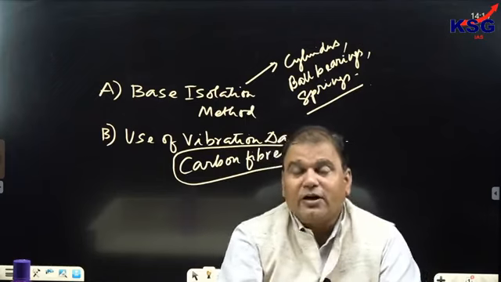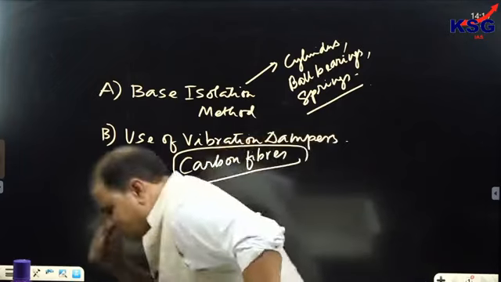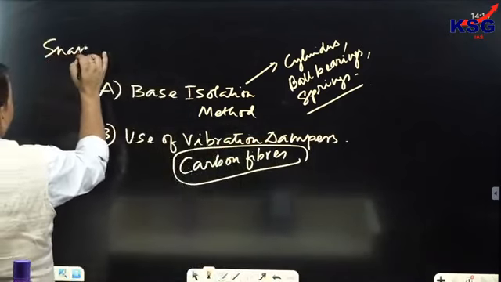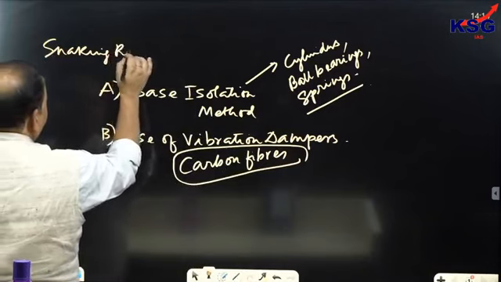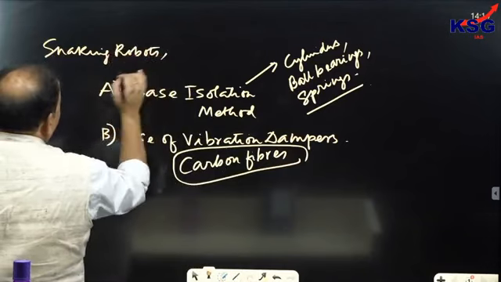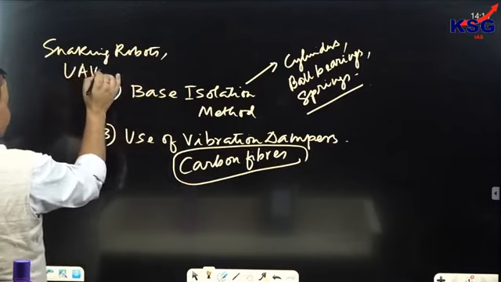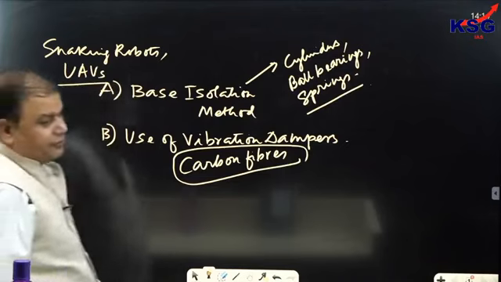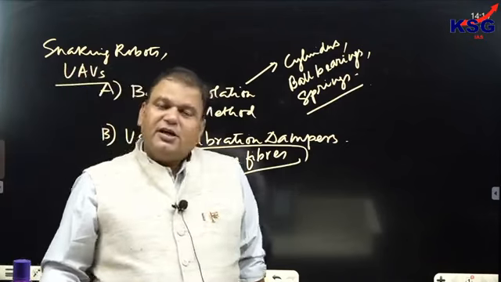Write down: for relief measures, snaking robots and UAVs, that is unmanned aerial vehicles, can be used. This much in earthquake management.